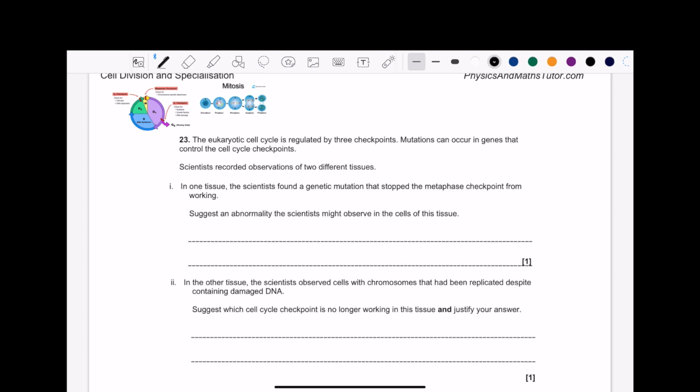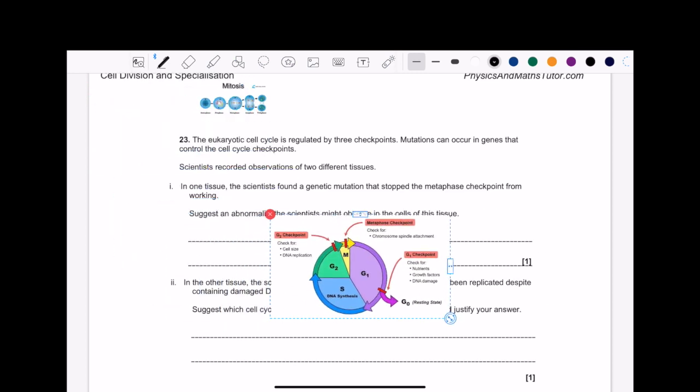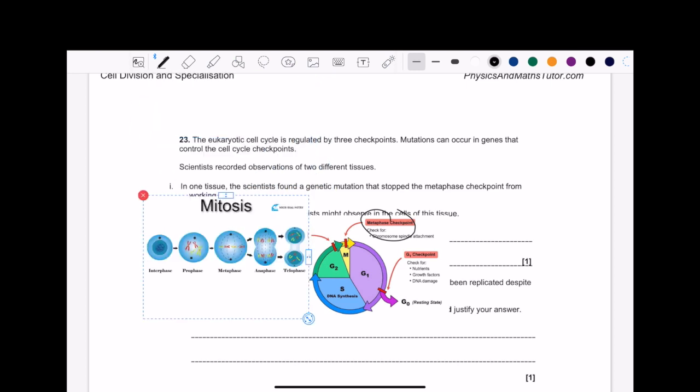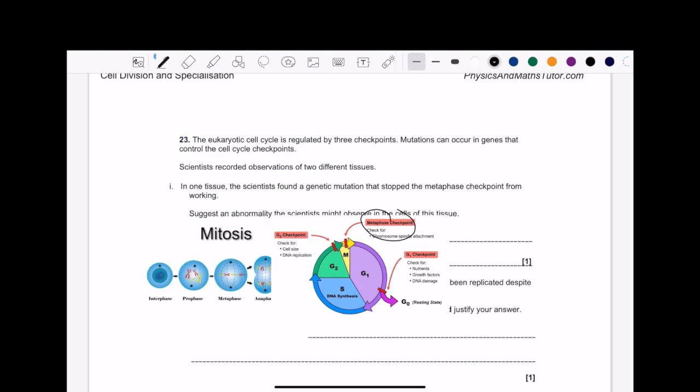So how I would approach this is that I'd ask myself, where is the metaphase checkpoint? And luckily for you, I have a visual aid. Metaphase checkpoint is here. Now, if there's a mutation and it stopped it from working, meaning it hasn't even gone, the stage we're at right now is before the metaphase checkpoint. It hasn't occurred yet, okay? And what is metaphase? Well, when they meet in the middle, a line on the equator.